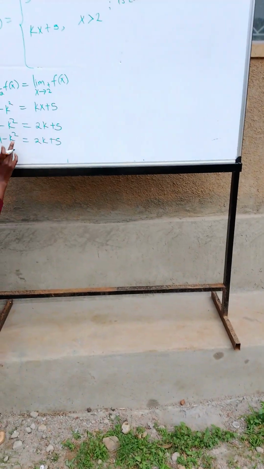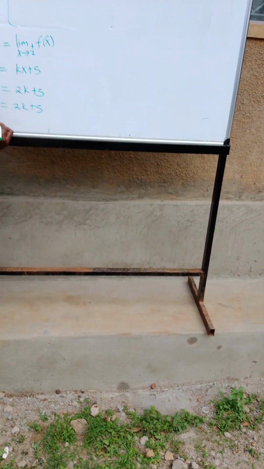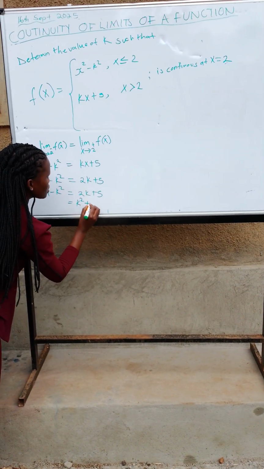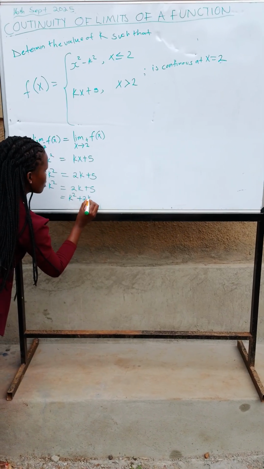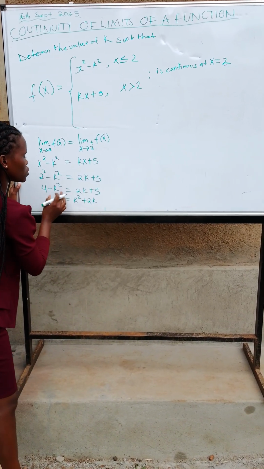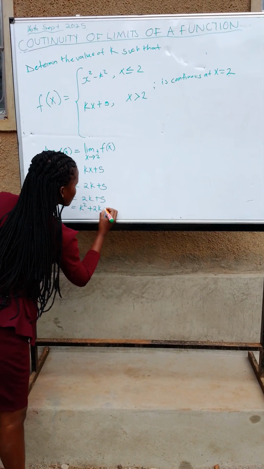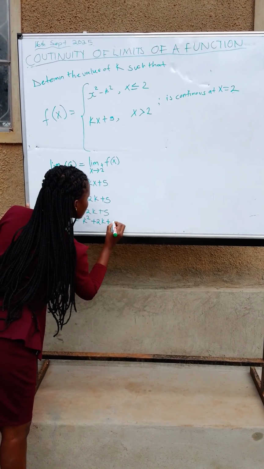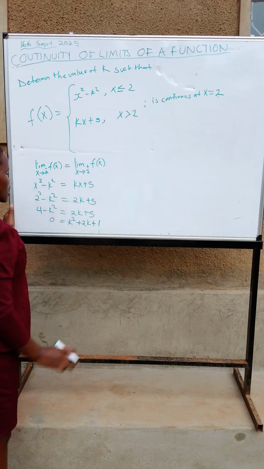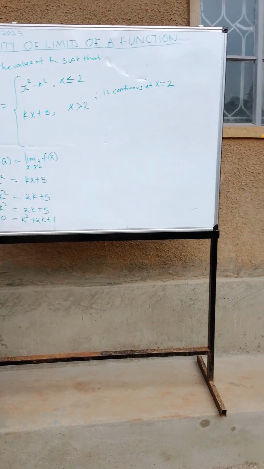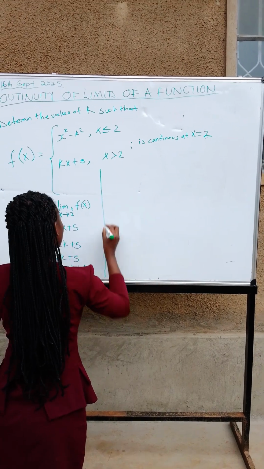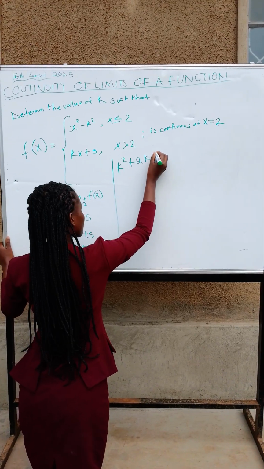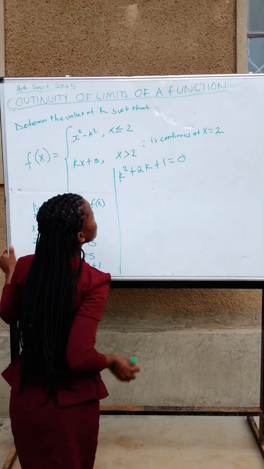From here we are going to get an equation which we are going to solve. You take the k to this side so that we make it positive: k squared plus 2k, remaining with a 0 on this side. We also move the 4 to this side: 5 minus 4 is plus 1. Then this is our equation. We are going to solve this such that we get the value of k: k squared plus 2k plus 1 equals 0.